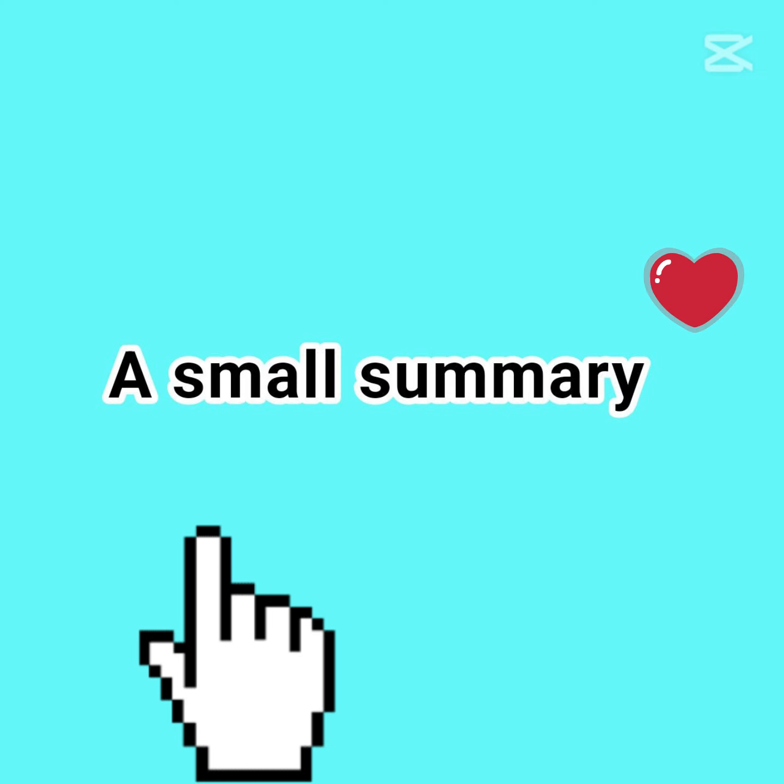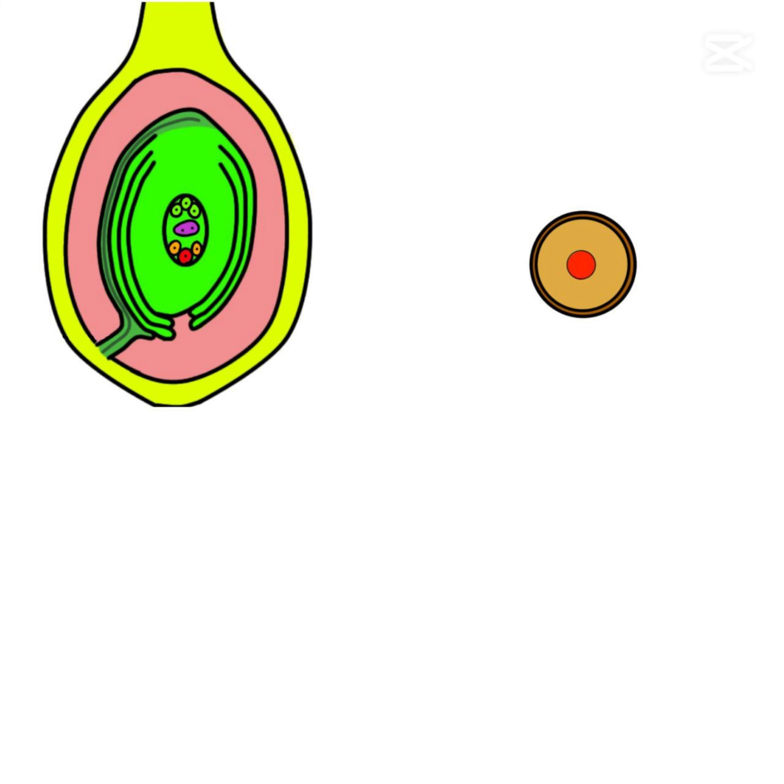Now let us have a small summary. A single diploid megasporocyte exists in the ovule and divides by meiosis to produce 4 haploid megaspores, only one of which survives. The surviving megaspore divides by mitosis to produce 7 haploid cells. The 7-cell structure makes up the female gametophyte called the megagametophyte.